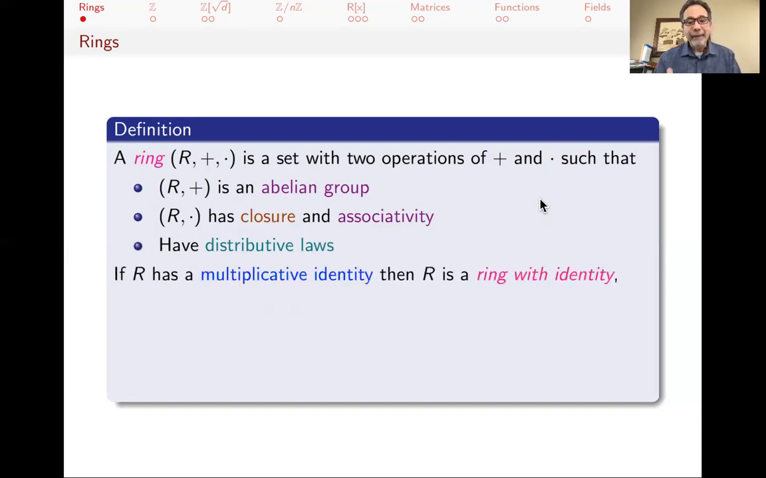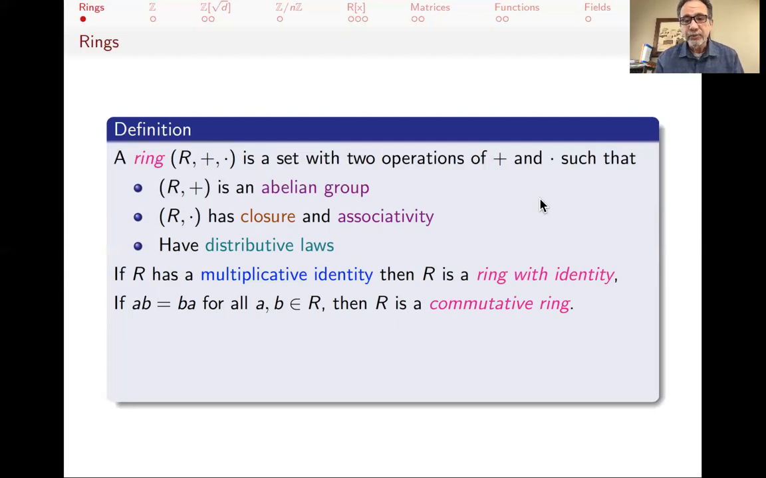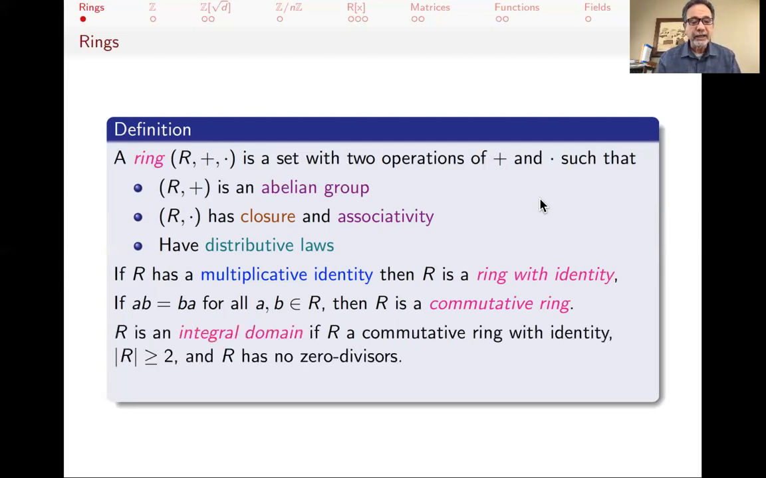Now, if a ring happens to have a multiplicative identity, what we call a 1, then we call that a ring with 1 or a ring with identity. If it happens to be that multiplication is commutative, then it's called a commutative ring. If it has an identity and it's commutative, then it's a commutative ring with identity.